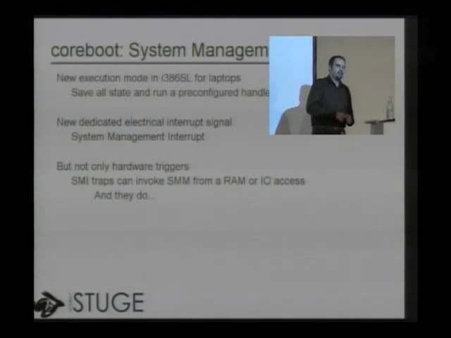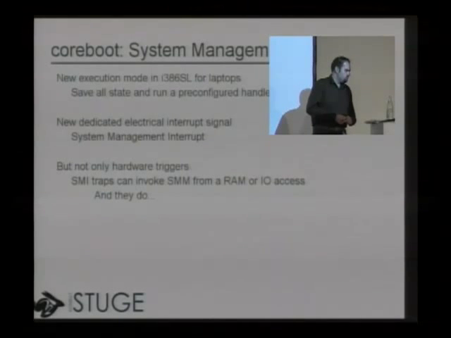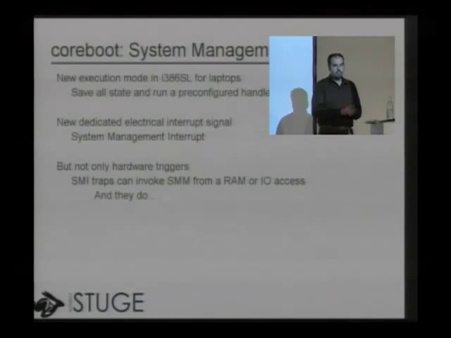And it's literally like time stands still. The software that was running on the CPU has no way of knowing that the CPU has been into system management mode to do something and then come back. This was all triggered in the beginning by an electrical signal. A new electrical signal was introduced, the system management interrupt signal. But it could also be triggered by software. You can set up SMI traps that invoke this system management mode from an I/O port access or from writes to whatever memory locations you specify. And this is used quite a lot.